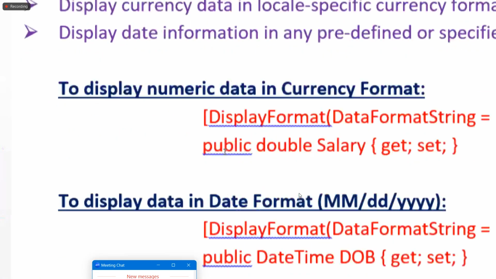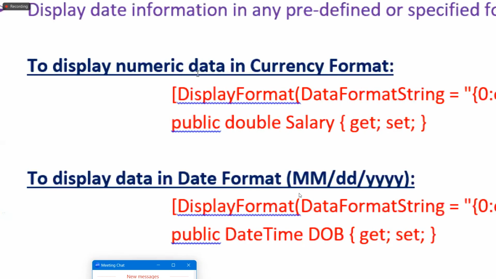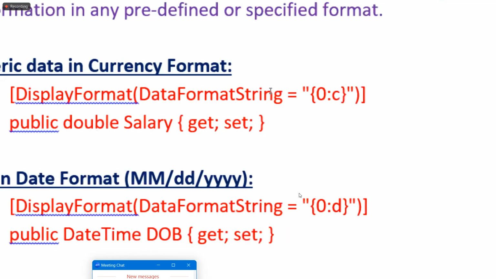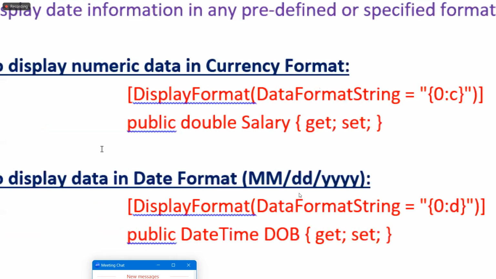How to use them? Observe, guys. To display numeric data in currency format: public double Salary { get; set; }. This is your property. Now how do I display it? DisplayFormat, DataFormatString = "{0:C}". C indicates currency. It shows a dollar for American style, a rupee for Indian, yen for Japanese, pound for UK. That changes automatically. You don't need to specify anything. Simply, C indicates currency. Okay, next.